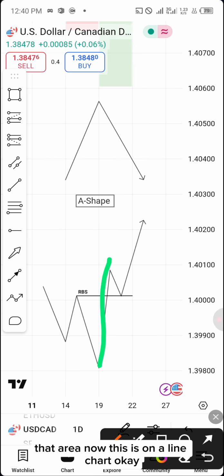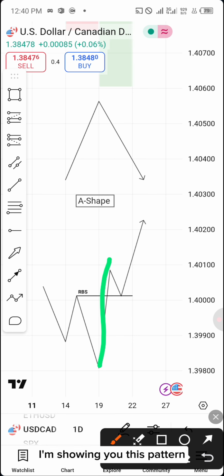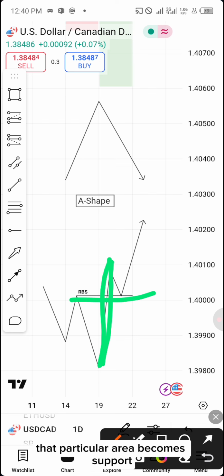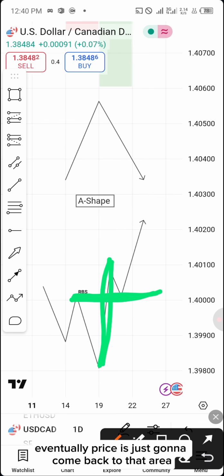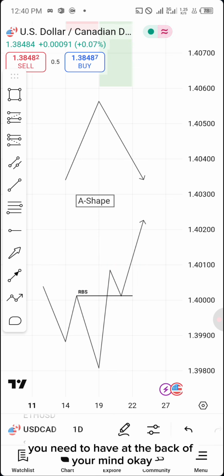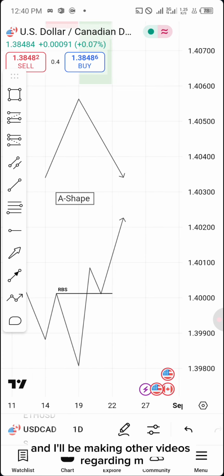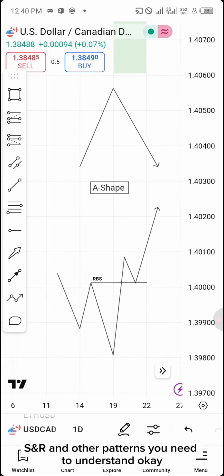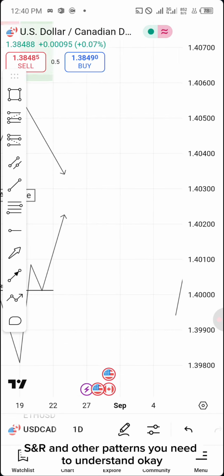Now this is on a line chart. I'm showing you this pattern so that you have it at the back of your mind while trading. If price breaks the resistance at this point, that particular area becomes support. Eventually price is just going to come back to that area and then push to the upside. This is a pattern you need to have at the back of your mind. And I'll be making other videos regarding MSNR and other patterns you need to understand.